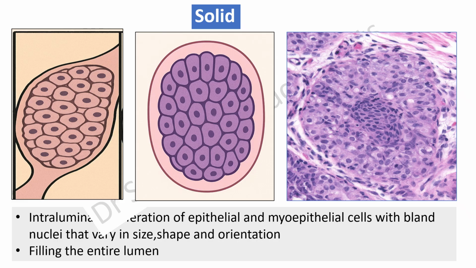Coming to the patterns of usual ductal hyperplasia, there are three patterns: solid, fenestrated and micropapillary. In solid, we will have intraluminal proliferation of epithelial and myoepithelial cells with bland nuclei that vary in size, shape and orientation, filling the entire lumen.